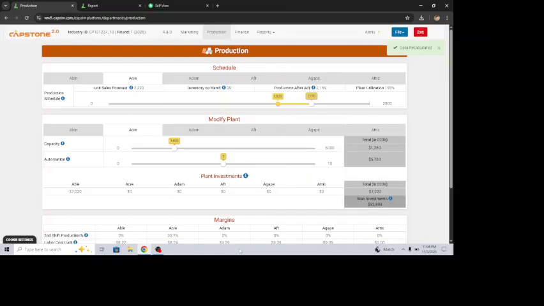And then we are going to buy an automation, so we'll give it 6.3. We'll increase the automation to 6.3. And then for capacity, we are going to buy a capacity, and we are going to increase it up to 1850.